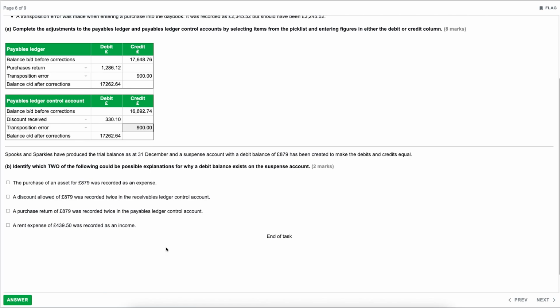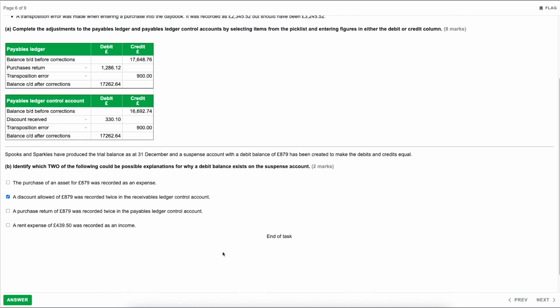Now, if it's been recorded twice in the receivables ledger control, what that means is you've credited the receivables ledger control account twice. Now, your receivables ledger control account will have a debit balance on it. So if we've credited it twice, we've lowered our debit balance on the receivables ledger control twice. So that could be a plausible reason as to why we have a suspense account that's being created with a debit balance on, because we've reduced our receivables ledger control account, which has an overall debit balance on it, twice. So that could be a possible reason.